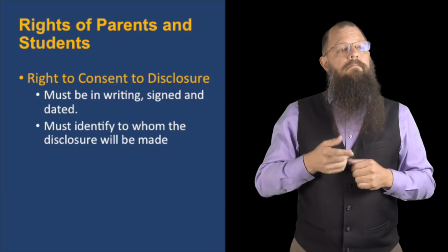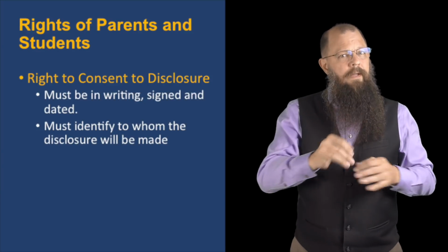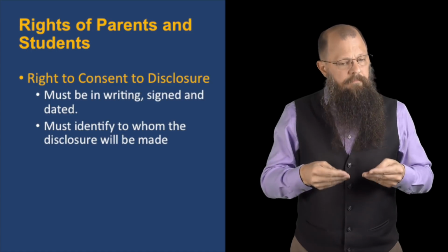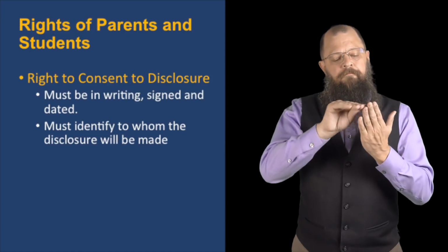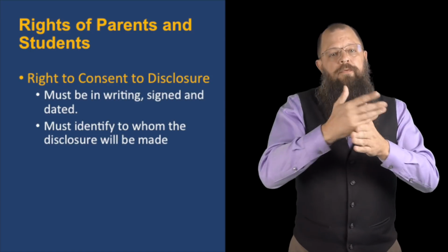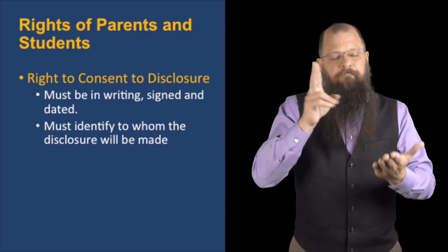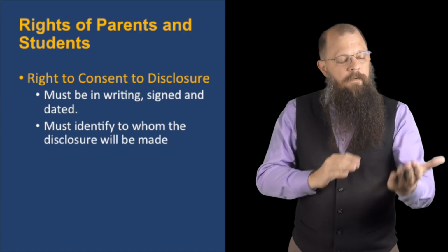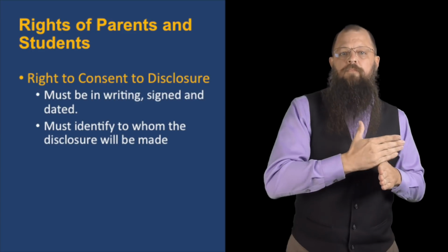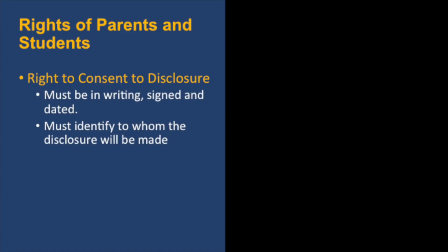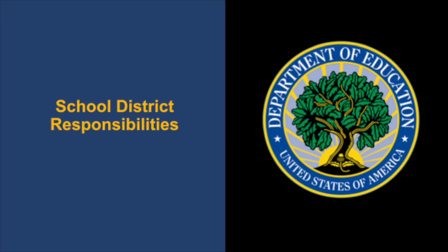Another right includes the parental right to consent to disclosure. If they feel that the personally identifiable information needs to be made known to other individuals, they can submit the consent in writing. It must be signed and dated and identify the individuals to whom the disclosure must be made.